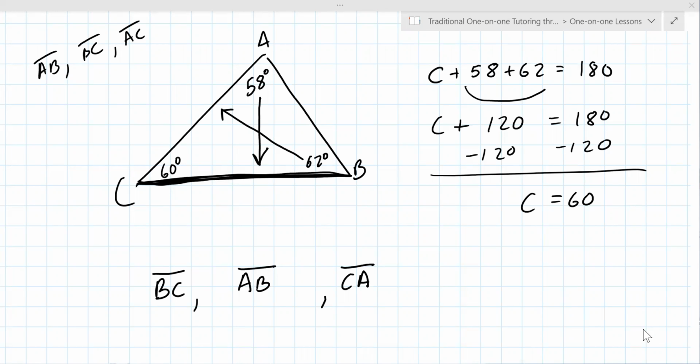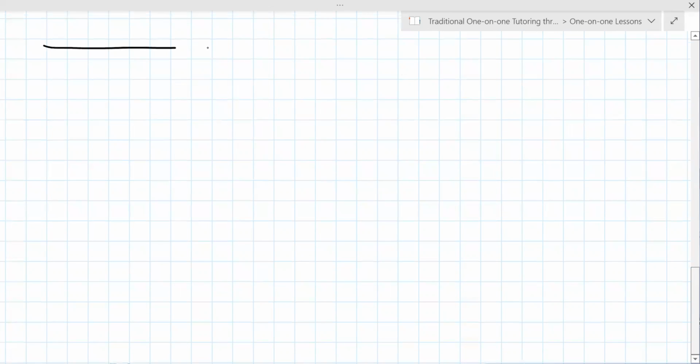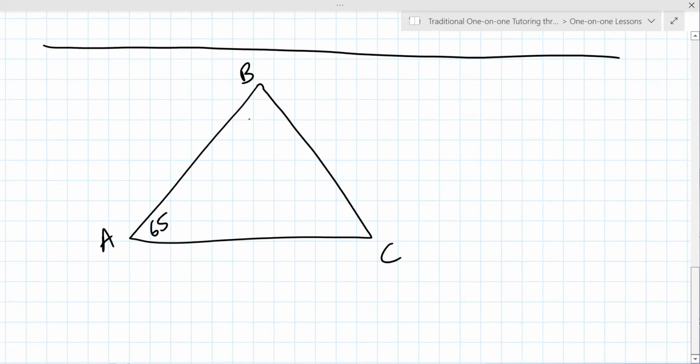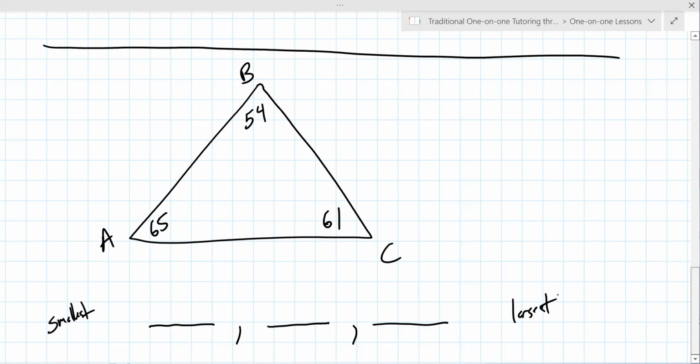All right. So this time I'm going to give you all three angles, and I want you to tell me the sides from smallest to largest. So here's A, B, and C: 65, 54, and 61. So I want the sides from smallest to largest. Okay.